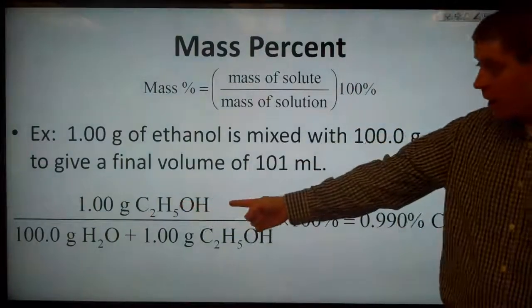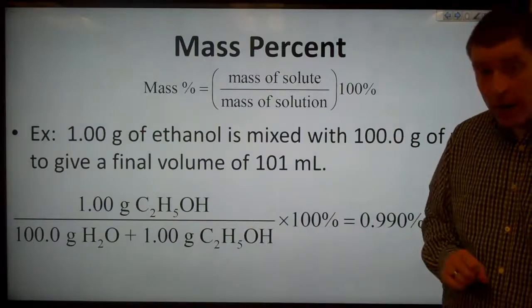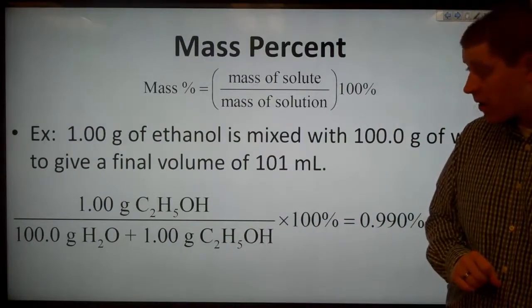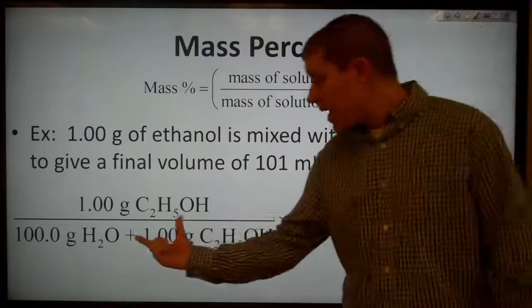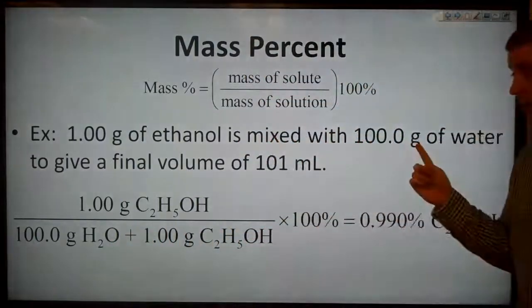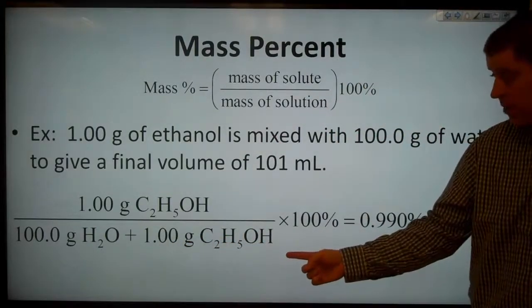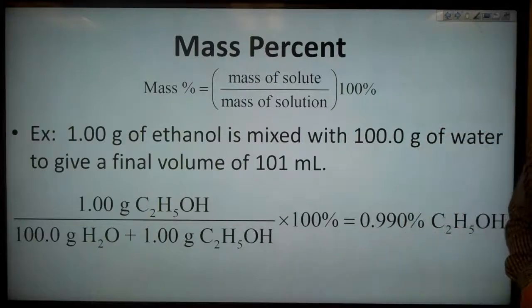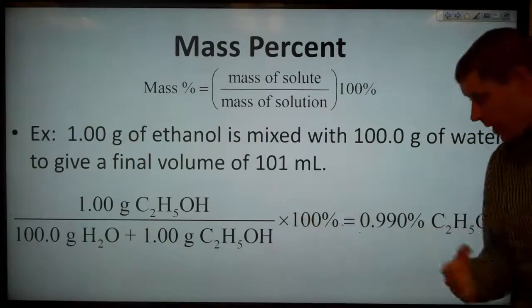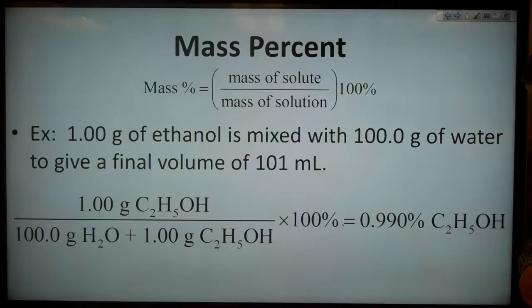We know that the mass of our solute is 1.00 gram of ethanol, divided by the mass of the solution. Well, the solution is made up of water, that 100 grams of water, plus the 1.00 gram of ethanol. So that gives us 101 grams. So multiply by 100%, that gives us 0.990% of ethanol in our solution.